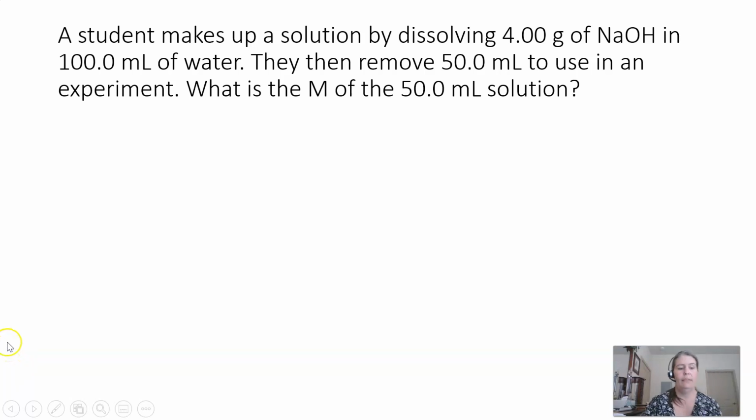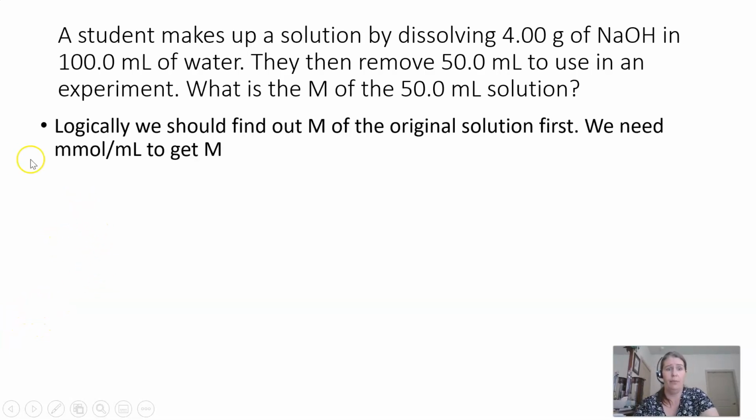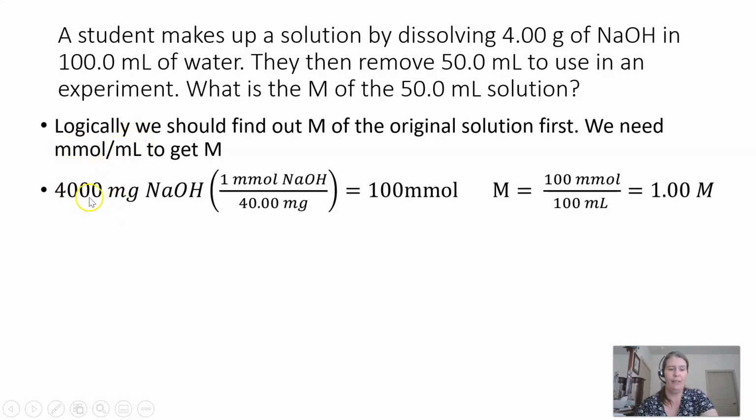So this one is actually a lot faster than you would think it is. Logically, the first thing we're going to need to find out is what is the molarity of the original solution. We need millimoles divided by milliliters to get molarity, and this is again conveniently picked numbers because 4,000 milligrams are 4 grams. The molar mass is about 40 milligrams per millimole, so this comes out to be about 100 millimoles. And 100 millimoles over 100 milliliters would be 1.00 molar.